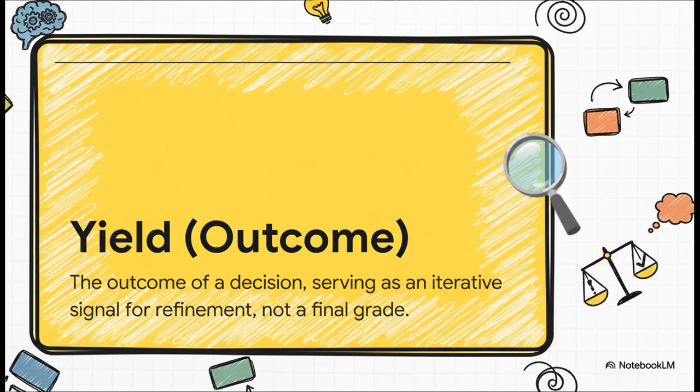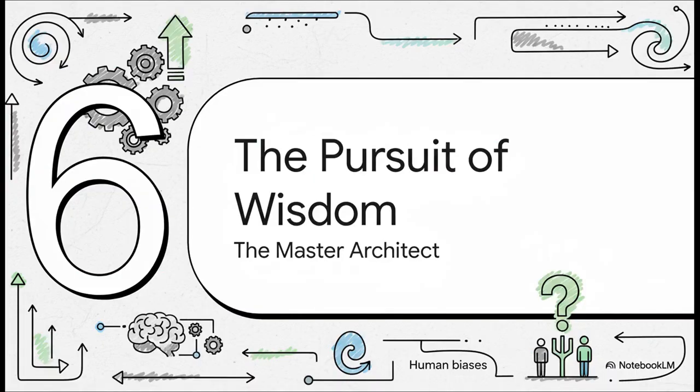It is so important to see this not as a final grade, not as a pass or a fail on your decision. Instead, think of it as a signal. It's just feedback that tells you how to refine your process and improve your architecture for the next decision, and the one after that. Which brings us to our final section.